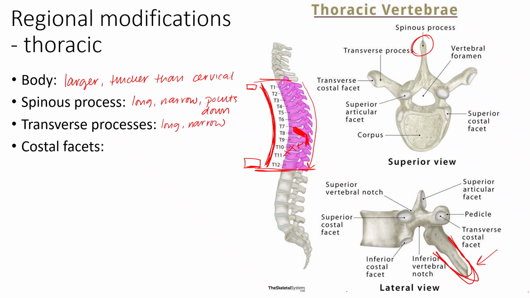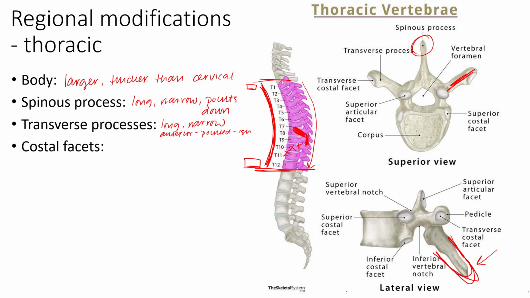And these are sort of anteriorly pointed a little bit. Sort of anteriorly pointed. It's like a 45-degree angle, kind of. Now, the thoracic vertebrae have their own unique facets that the other vertebrae don't have. Your cervical doesn't have this, and your lumbar doesn't have this. And those are your costal facets.